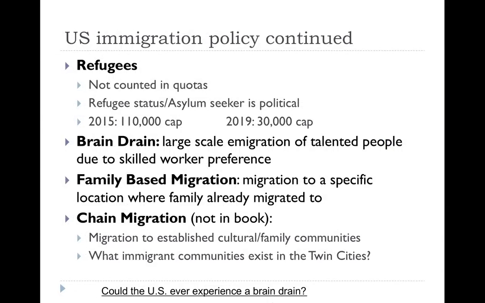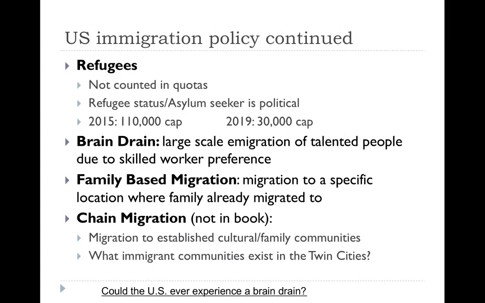A little bit more with U.S. immigration policy. Refugees are also allowed in. They're not counted in the quota. Refugees are people fleeing some kind of poor situation in the country they're coming from, so refugee status or people seeking political asylum. In 2015, about 110,000 people were allowed in. That was the cap for the year. In 2019, far less: about 30,000 people allowed in. You can see our policy has changed in that 4 years.